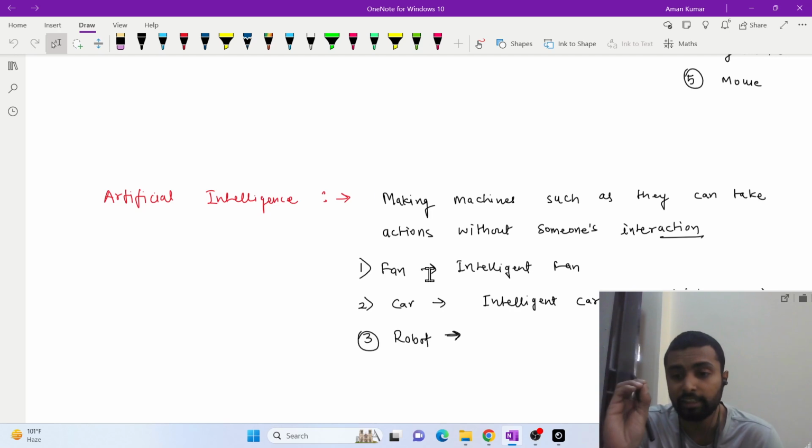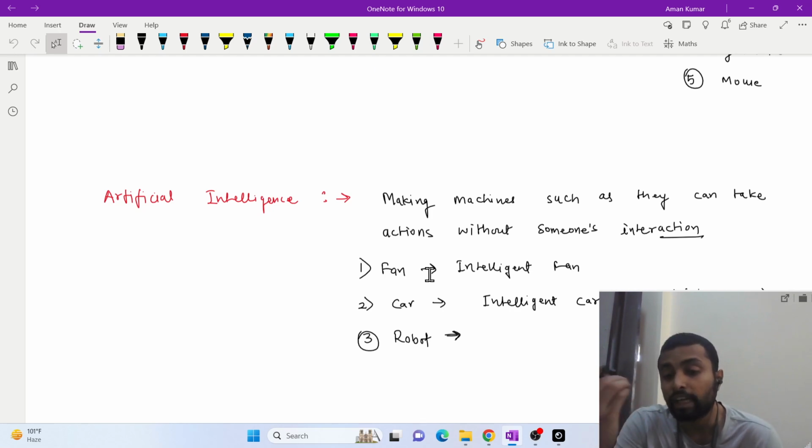Okay, so this is the intelligence. This is the meaning of artificial intelligence. Let me again repeat the definition: when any machine around you has intelligence, or automatic power, automation, we can start saying that is artificial intelligence, because it has its own intelligence.